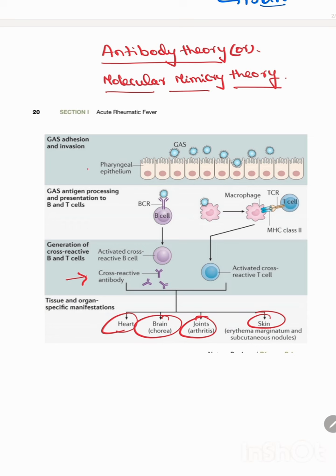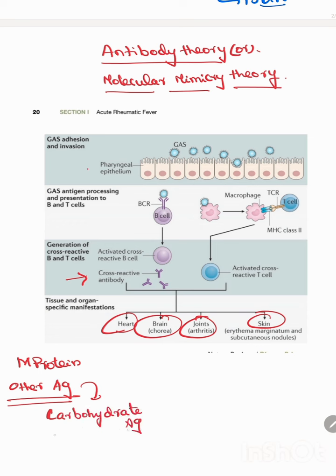So for the exam, we should be extremely clear about which antigen of the group A beta hemolytic streptococcus is triggering a response against which antigen in the target organ. For example, the most common antigen against which antibody is being directed is the M protein, and other antigens against which antibodies are being formed are the carbohydrate antigen and cell wall hyaluronan. So this is extremely important to answer some all or none type of MCQs.